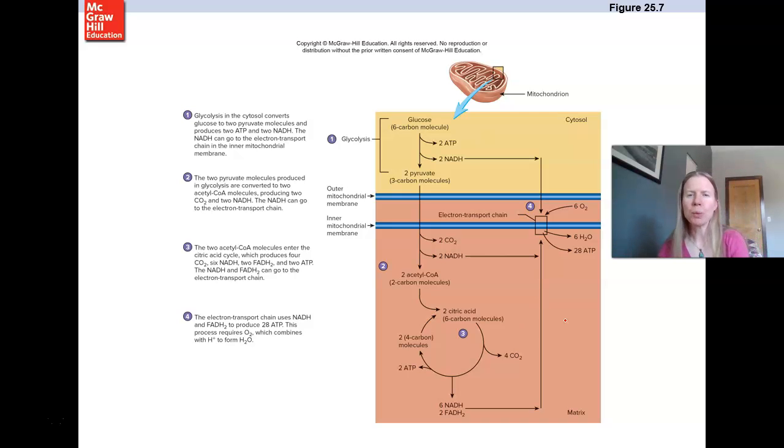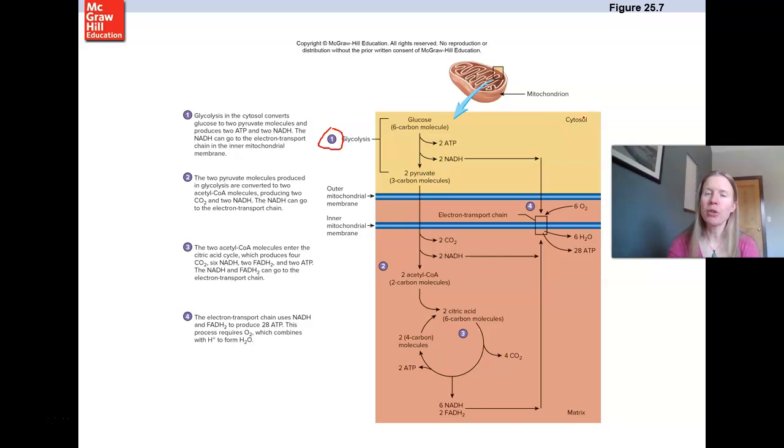Okay, so this is a nice image, other than the ugly brown color. This is a nice image because it shows us these steps, right? So here's our one. So we're going to look at this a few different ways. Here's our glycolysis, right? We took the 6-carbon glucose and we make 2 3-carbon pyruvates. Very nice. They're showing us the 2 ATP and the 2 NADH.